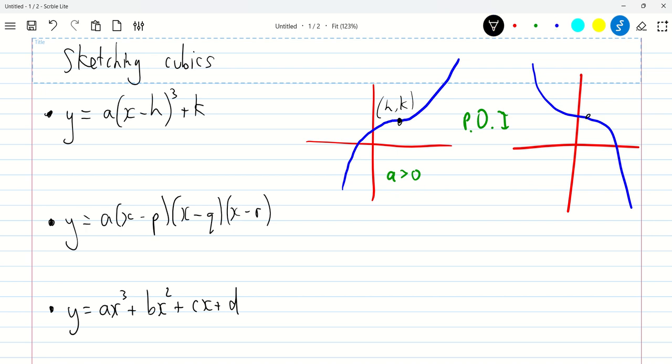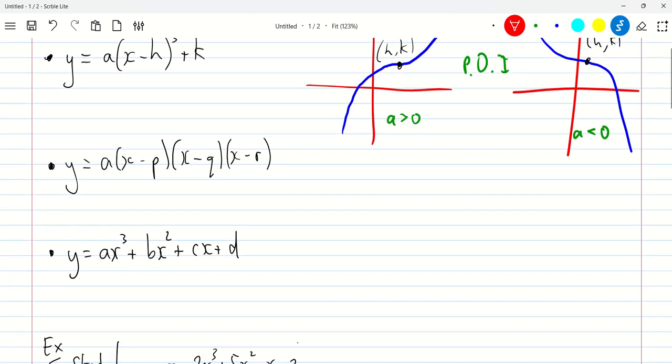So you get some point of inflection there where it stops going one way and starts going the other way. Again, it's going to be (h, k). And for this one, that's if a is less than 0. So if a is negative, then you get this decreasing function that looks like that. So that's what it will look like if you've got it in turning point form. Hope that makes sense. That's a nice and simple one if you get that situation.